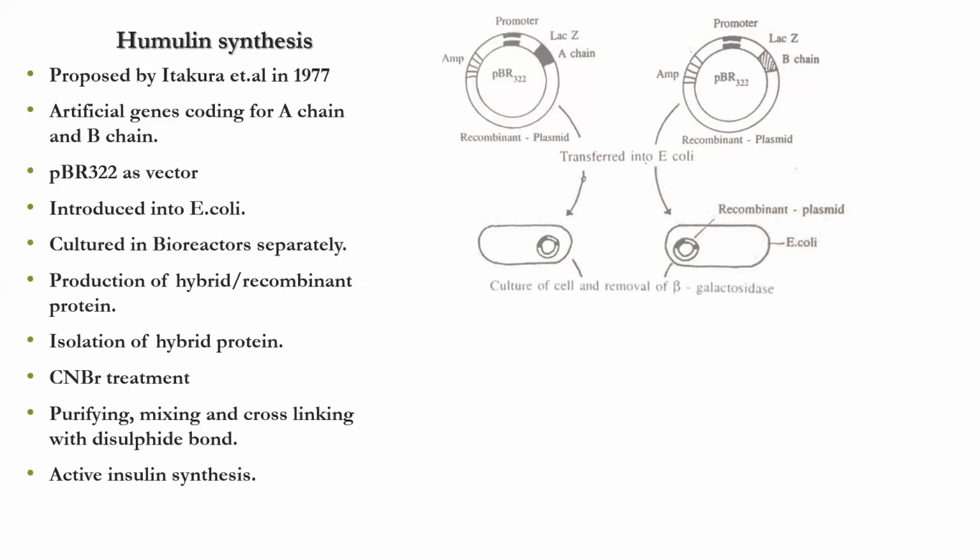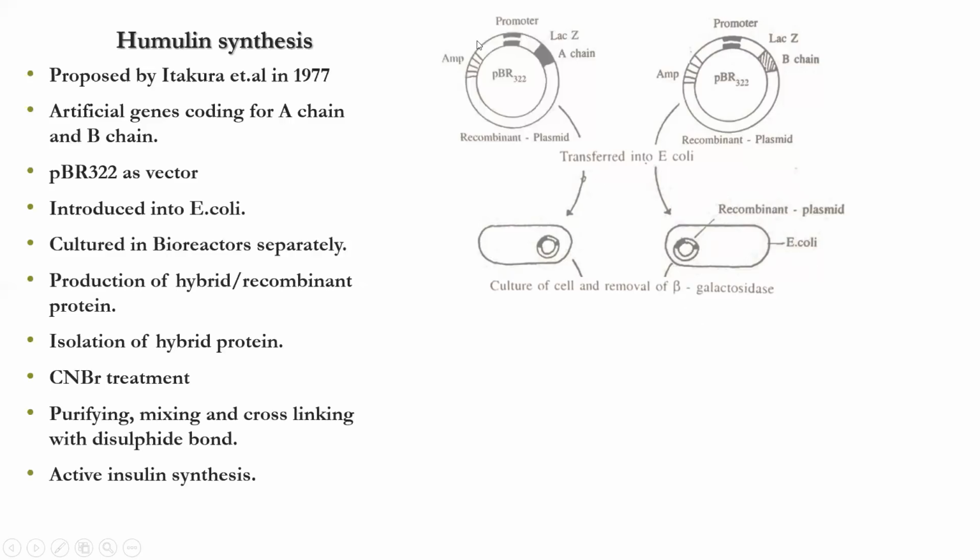Now, such bacterial cells were cultured in the bioreactor. For large scale production, we are using bioreactors. This was explained in the previous chapter. So such transformants were cultured in the bioreactors, once again in separate cultures. These bacterial cells are cultured in one bioreactor, and these bacterial cells are cultured in another bioreactor.